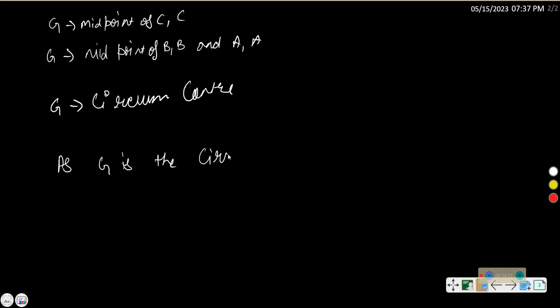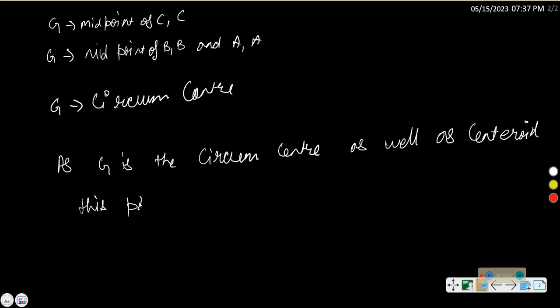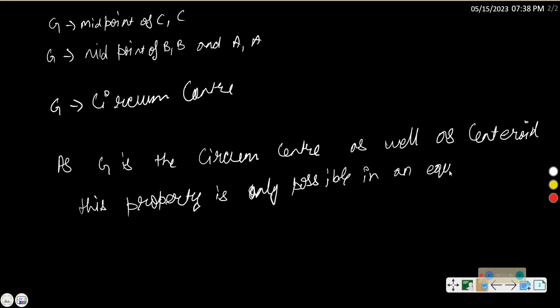as G is the circumcenter as well as centroid, this property is only possible in an equilateral triangle, because in an isosceles triangle the circumcenter and the centroid are different. The circumcenter and the centroid have to be the same. This is only in the equilateral triangle. In an isosceles triangle, all these points lie on the same line and are collinear. The circumcenter, centroid, orthocenter all lie on the same line and are collinear. But only in the equilateral triangle is it possible that the circumcenter and the centroid are equal, right?